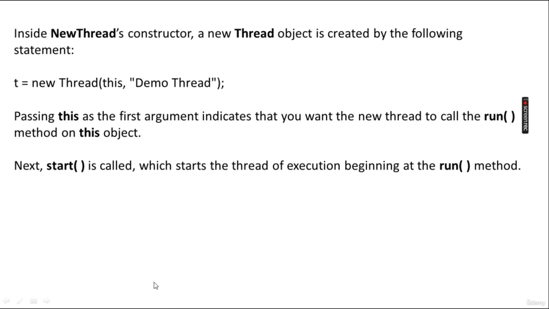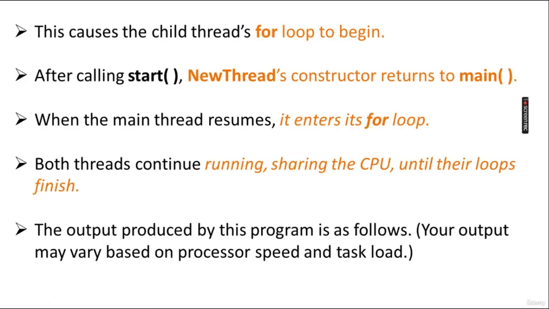t = new Thread(this, demo thread). Passing this as the first argument indicates that you want the new thread to call the run method on this object, on this particular object. Start is called, which starts the thread of execution beginning at the run method. This causes the child thread's for loop to begin. After calling start, the NewThread constructor returns to main.